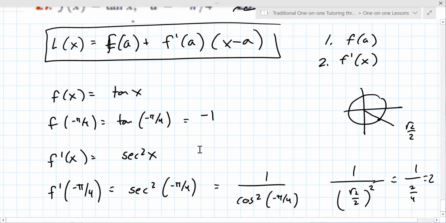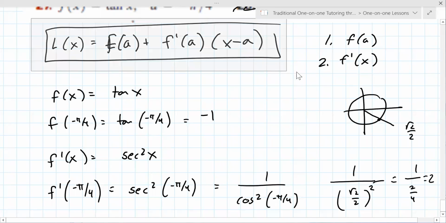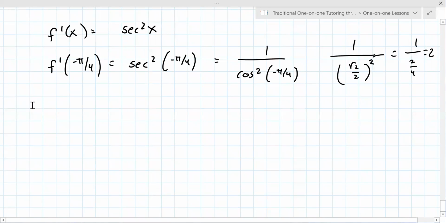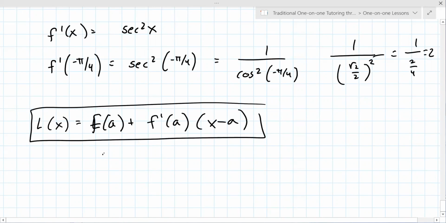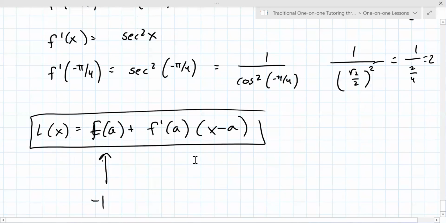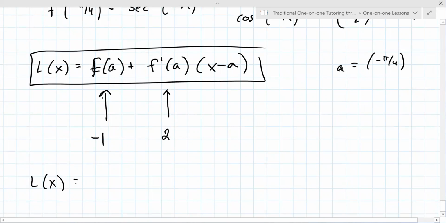So we're going to use this function here again. Let me write it down here. You need the point of it. So this f of a is what we found to be -1. That was this line right here. And the f prime of a we just found to be 2. And we know that a is minus pi over 4. So you just put those numbers back in. L of x equals -1 plus 2 times x minus pi over 4.